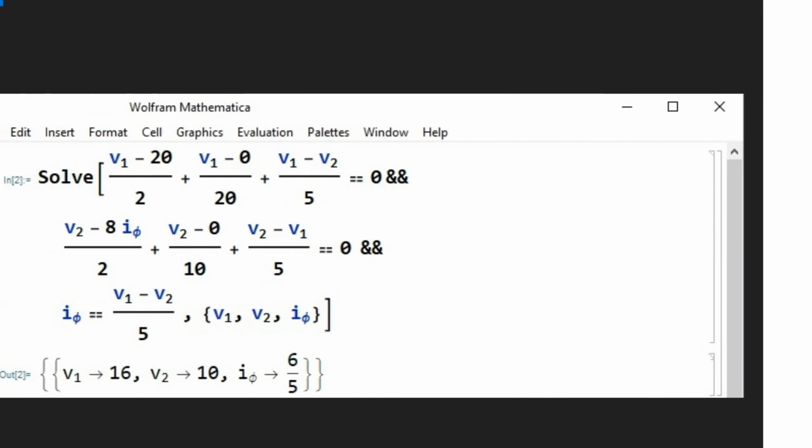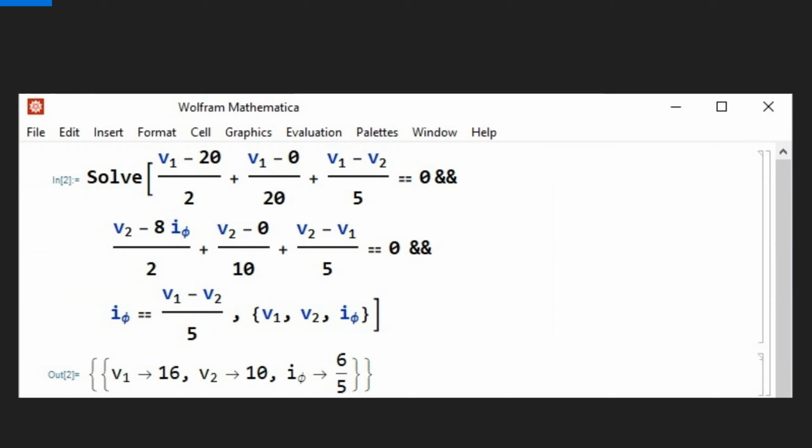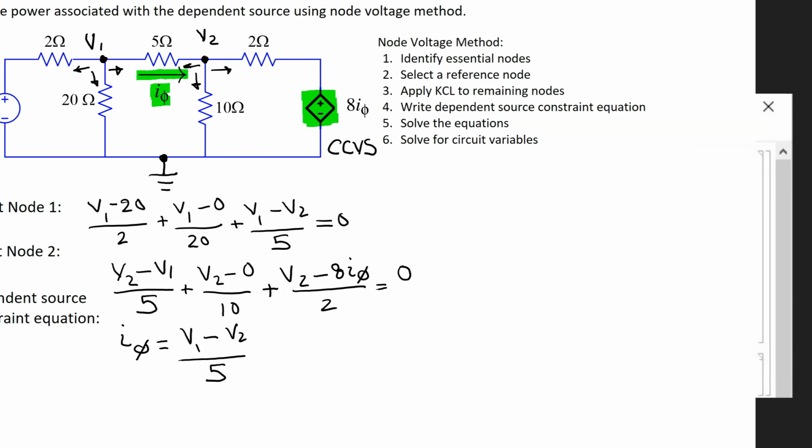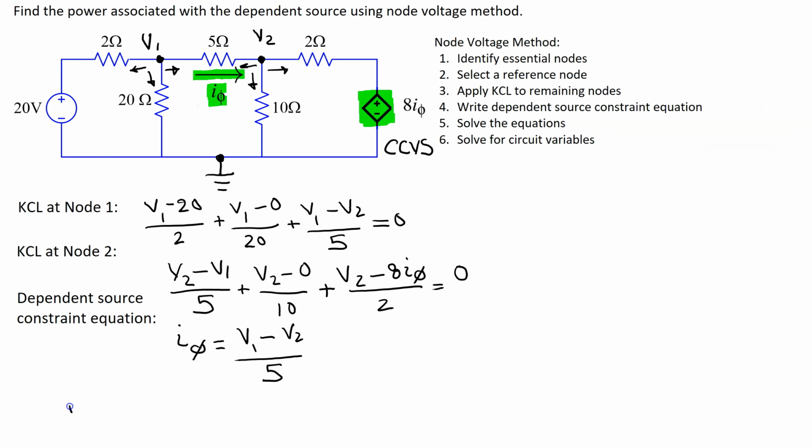We can easily use Mathematica to solve these equations, and using the Solve command in Mathematica, the solution can be obtained as shown here. Hence, the obtained solution is V1 is 16 volts, V2 is 10 volts, and I phi is 1.2 amps.